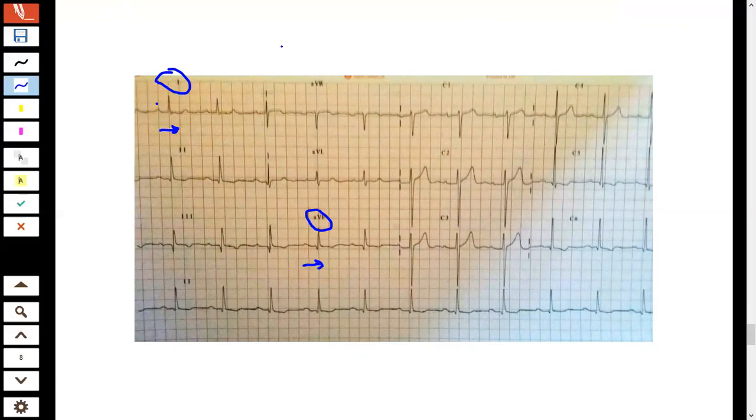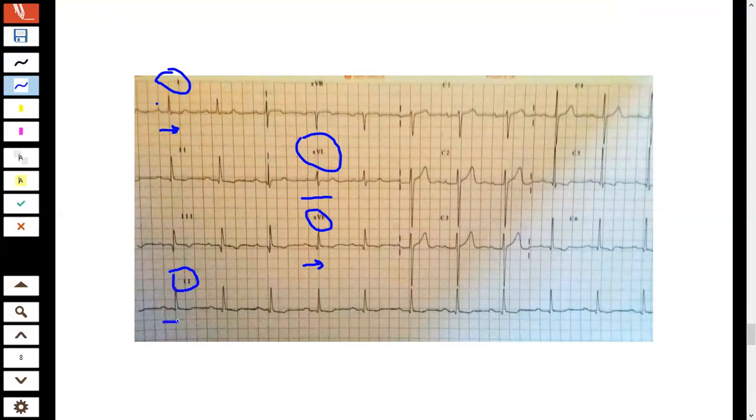Now moving towards the second method. In the second method, we have set the AVL as the reference. You can see here it's the isoelectric QRS complex. Now compare it with lead 2. Lead 2 has a positive QRS complex. That means the normal cardiac axis.